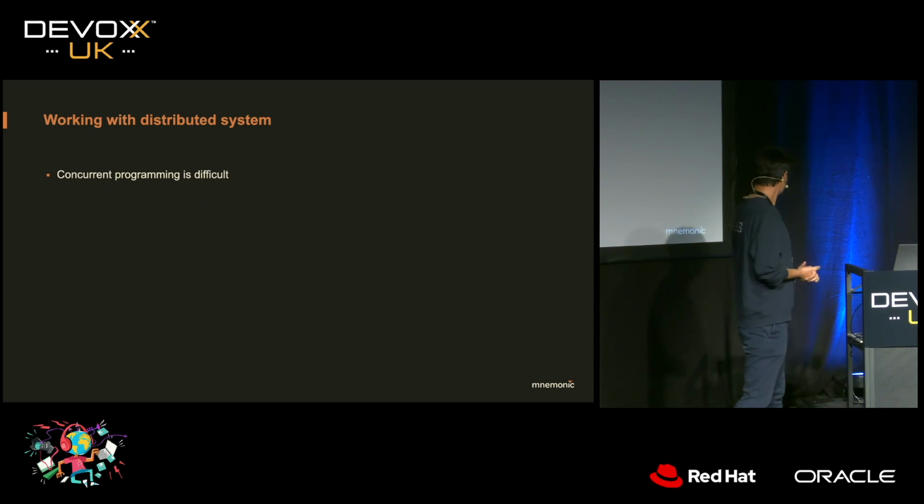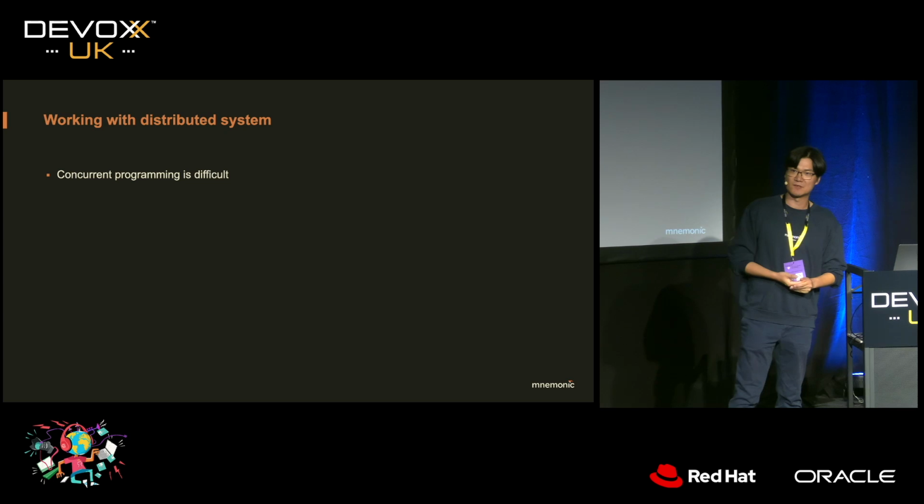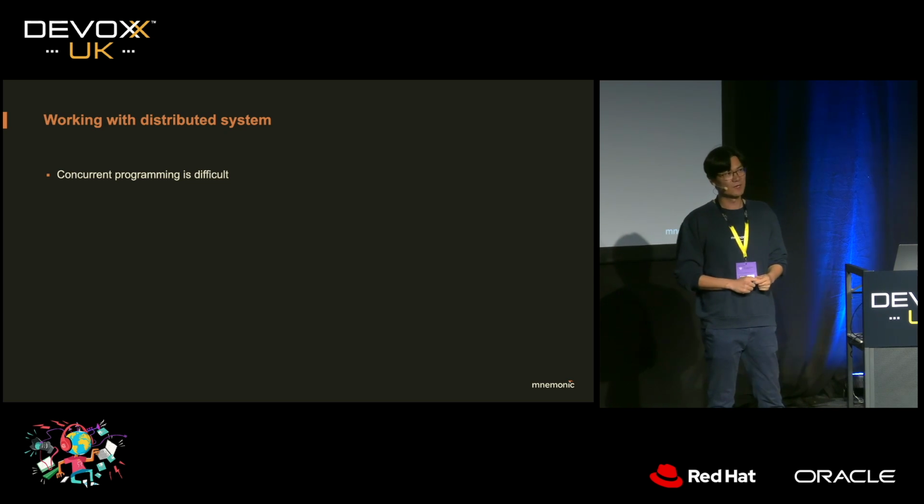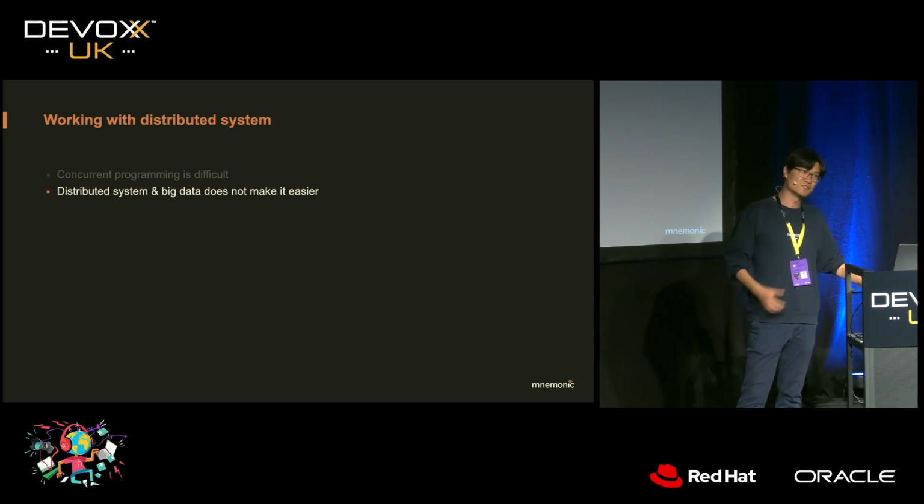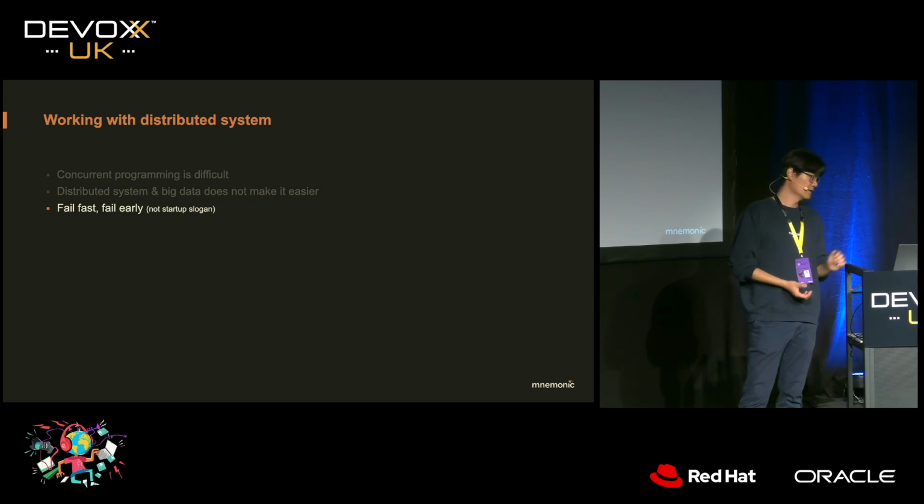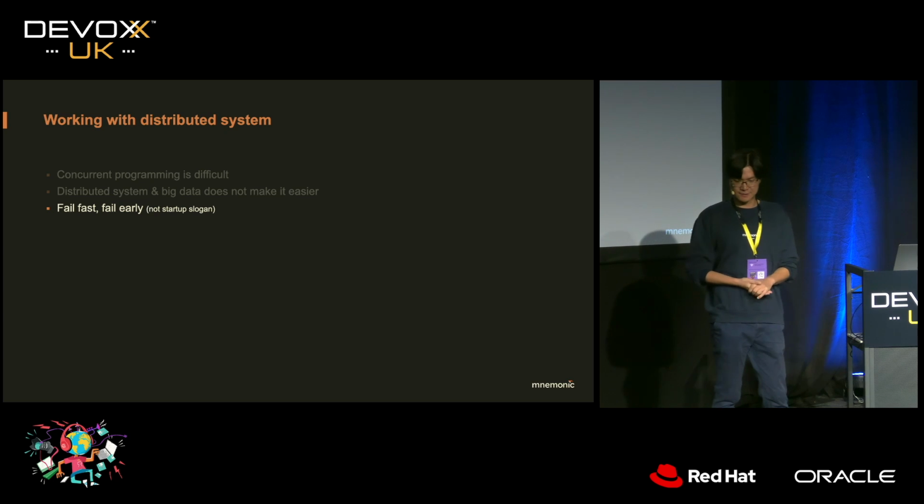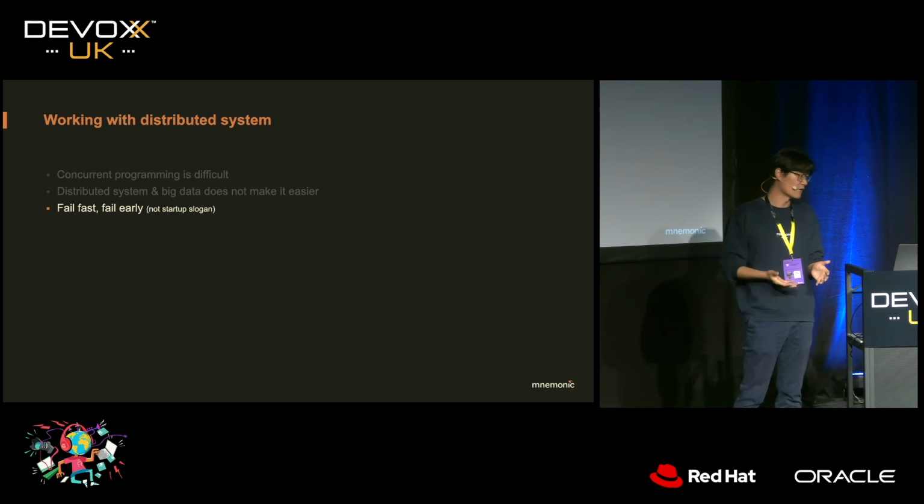And as you may have heard from Holly's presentation earlier today in this room, concurrency is really difficult. And we share the same pain over there. And also with a distributed system, and with the amount of data and variety of data we're handling, it doesn't make it any easier. The strategy we take is that we want to fail fast and fail early.